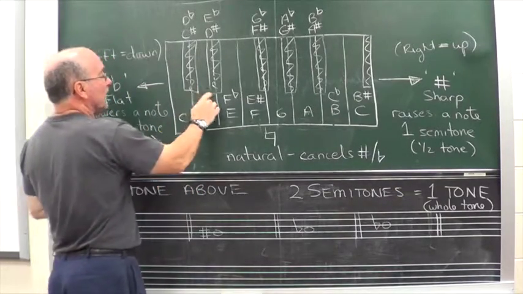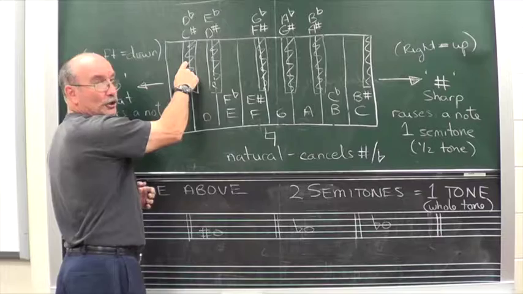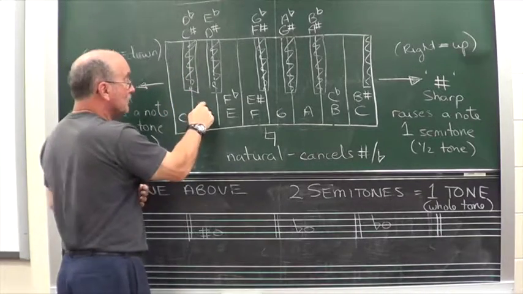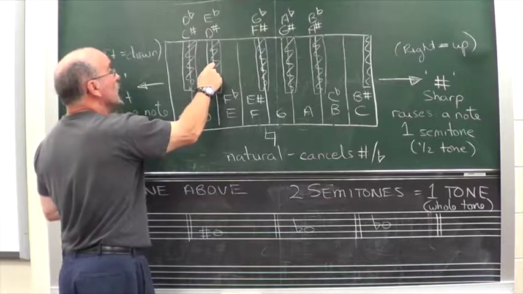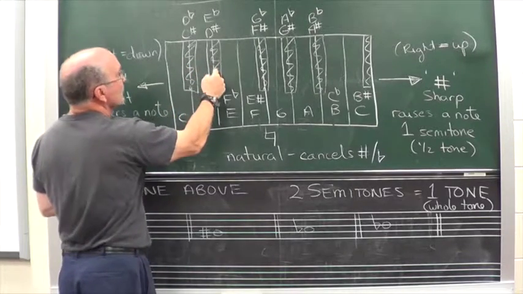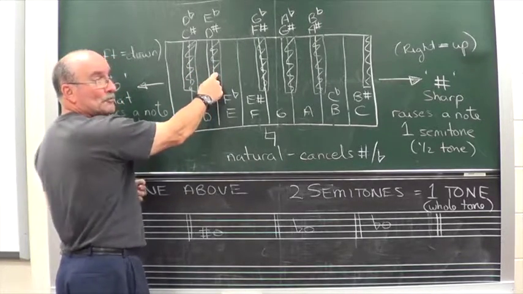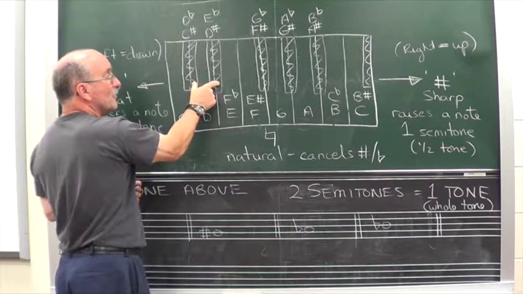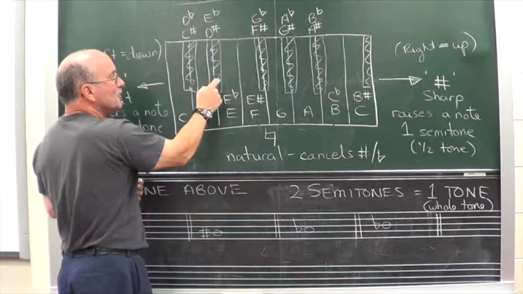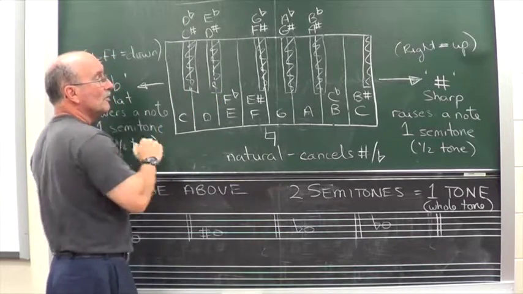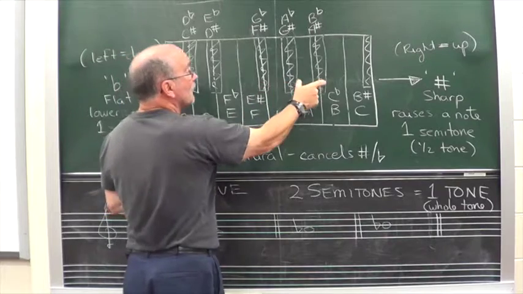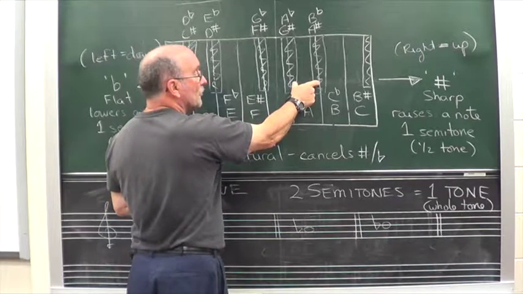Now that means if you start on the note C sharp, then from C sharp to D, that is a semitone. From D to D sharp, that's a semitone. So if you go from C sharp to D sharp, that would be a tone. One semitone, two semitones, that's a tone. So from a black key to an adjacent black key, that's a tone. Therefore, from F sharp to G sharp would be a tone. From G sharp to A sharp would be a tone.